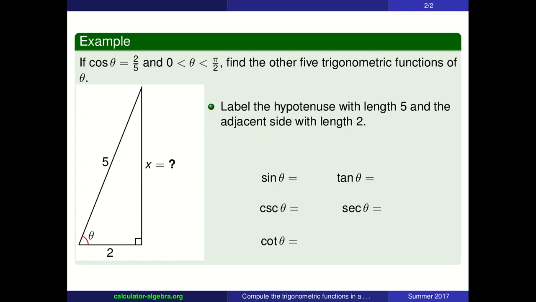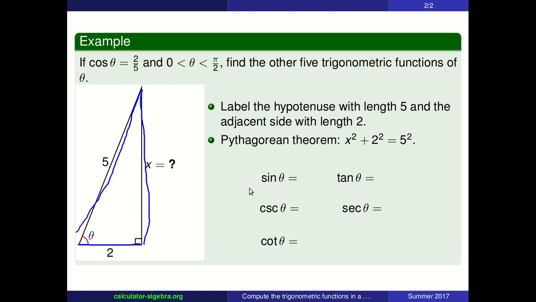All right. So now again to our aid comes the Pythagorean theorem. The Pythagorean theorem says that this leg of our right angle triangle squared plus that leg of our right angle triangle squared must be equal to the hypotenuse squared. So my Pythagorean theorem says that x squared, that unknown leg here, plus 2 squared, that known leg here squared, must be equal to 5 squared.